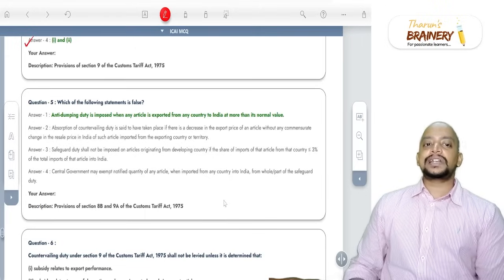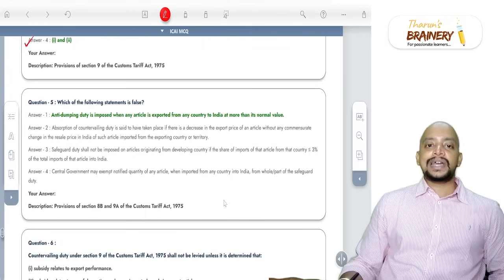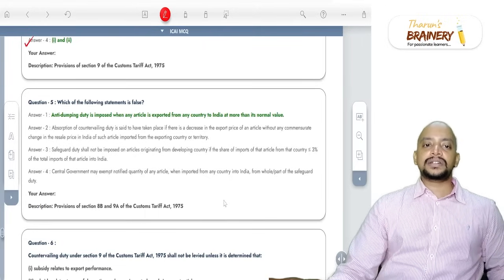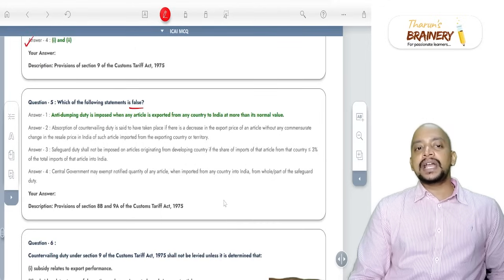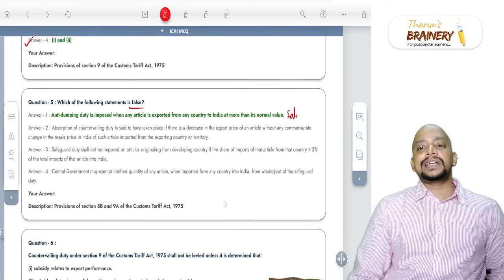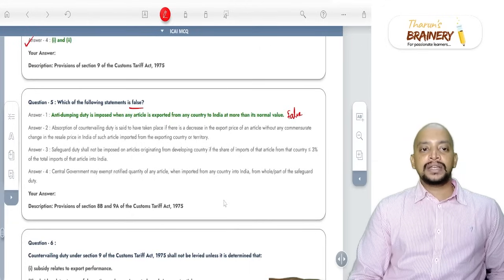Which of the following statements is false? So they're asking for the false statement. Anti-dumping duty is imposed when an article is exported from any country to India at more than its normal value. False. At less than its normal value.